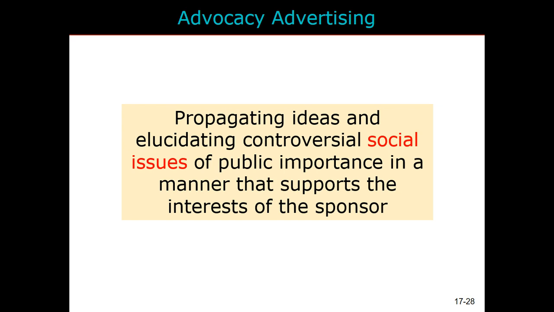Advocacy advertising: propagating ideas and elucidating controversial social issues of public importance in a manner that supports the interests of the sponsor. That's advocacy advertising. Okay.